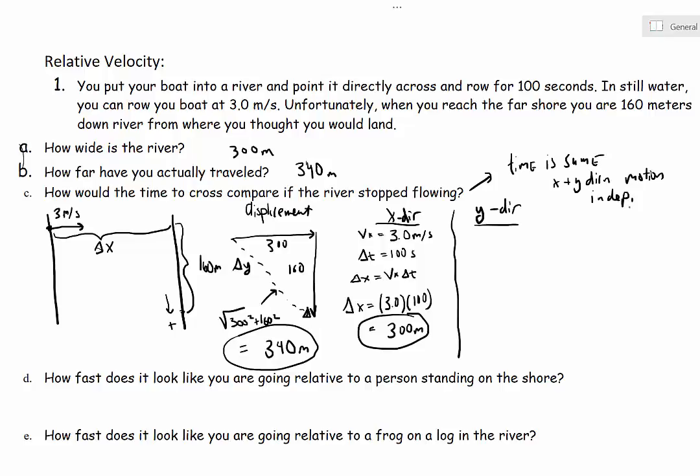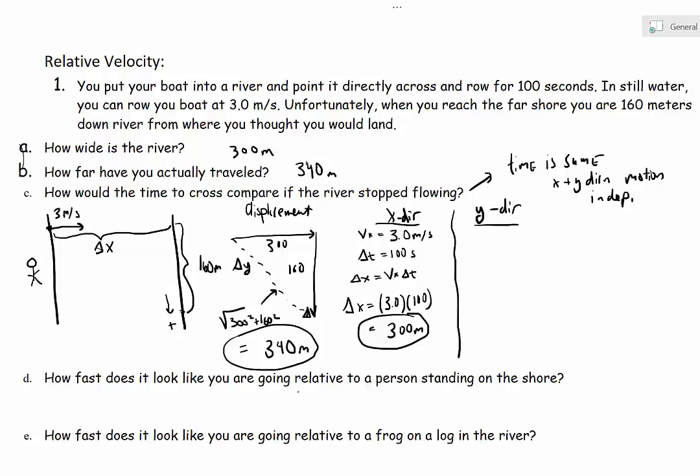So I hit the shore after rowing 300 meters after 100 seconds. I'm still going to take 100 seconds to cross that 300 meters, going 3 meters per second in the x direction. Alright, question D says, how fast does it look like you're going relative to a person standing on the shore? So if I'm over here watching this go down, I see that you've made it downstream over here somewhere. How fast does it look like I'm going?